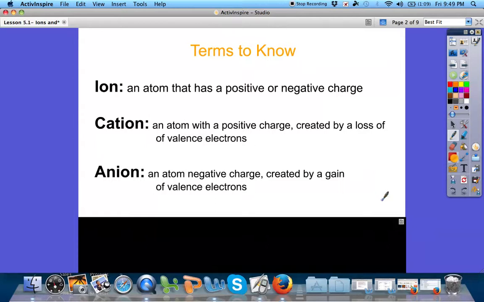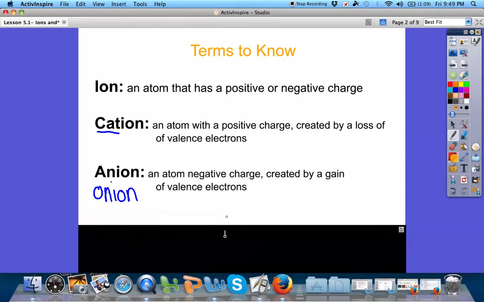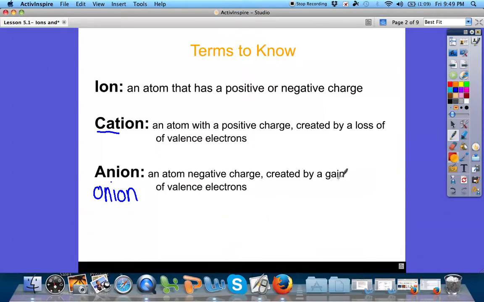This is how I remember the difference between a cation and an anion. Cation, I think about cats. They're nice and warm and fuzzy, and they give me positive feelings. Now, if you've had a traumatic experience with a cat, that won't work for you, but this works for me. Anion, if you switch the A to an O, it looks like an onion, and sometimes when I cut onions, I cry, and I think about crying as a negative feeling. So that's how I remember the difference between cation and anion.